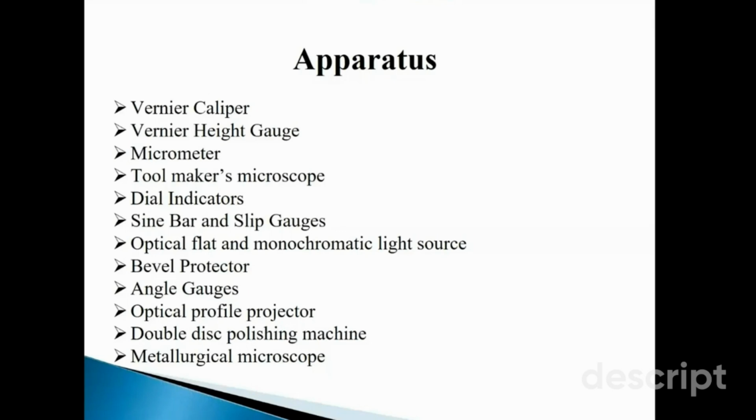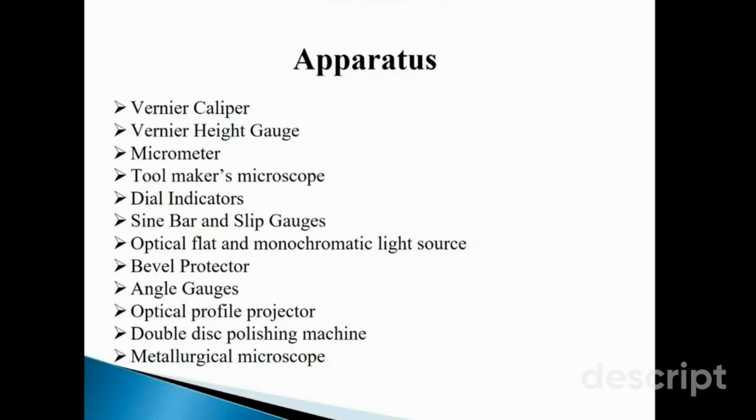And then we have the sine bar and slip gauges. Both are used together, and they are used to measure the angle of any particular object or any angular dimension. Then we have an optical flat and monochromatic light source. This arrangement is used to measure the flatness of any object. Then we have the bevel protector. It is similar to the protector you use to measure angles, but here the principle is somewhat different and based on the linear principle. Then we have the angle gauges, another instrument used to measure the angle of any particular object or dimension, any slot available in your object.